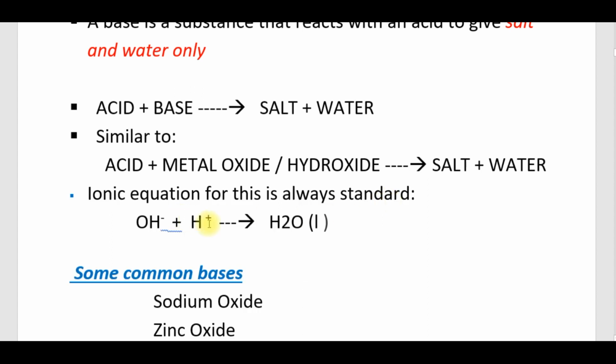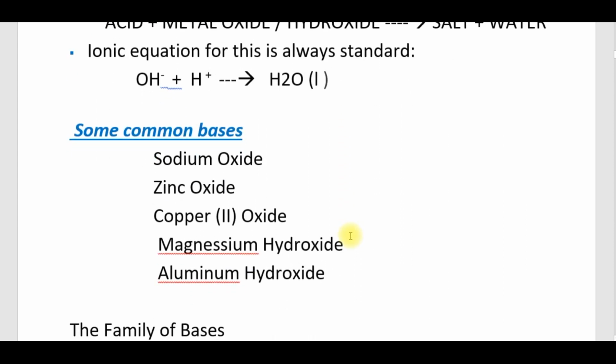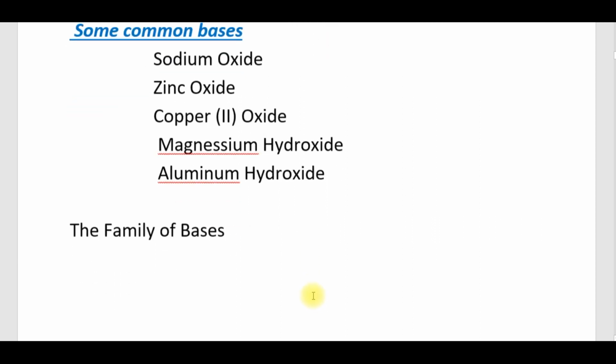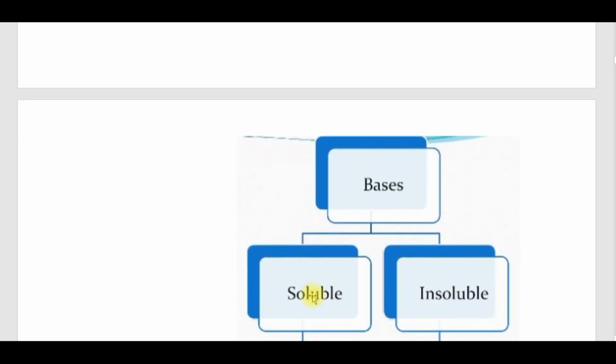That means OH minus plus H plus, or H plus plus OH minus, gives water. Some common examples of bases are given here: sodium oxide, zinc oxide, copper(II) oxide, magnesium oxide, aluminum oxide, then magnesium hydroxide, aluminum hydroxide, potassium hydroxide, sodium hydroxide, and many other examples. The family of bases has a certain classification.